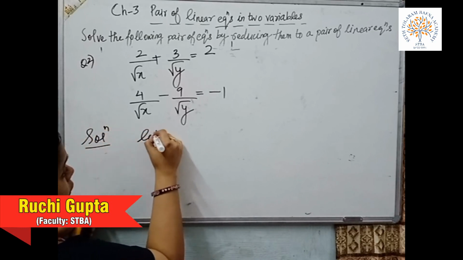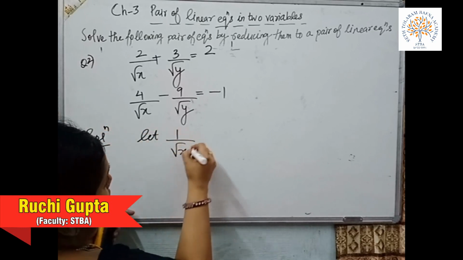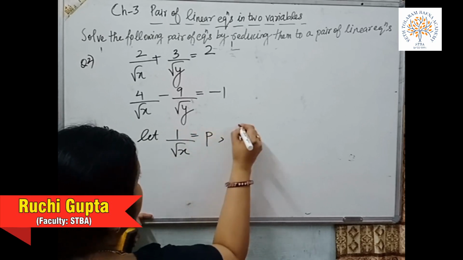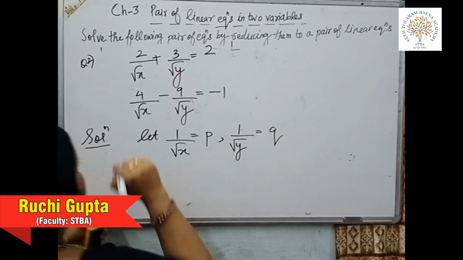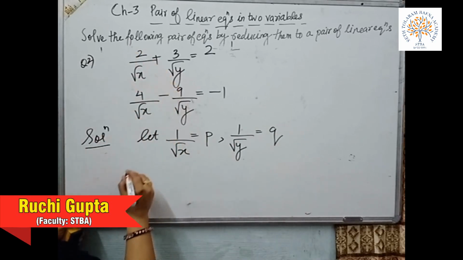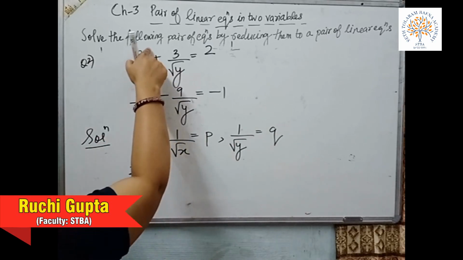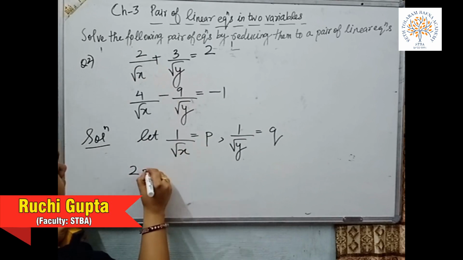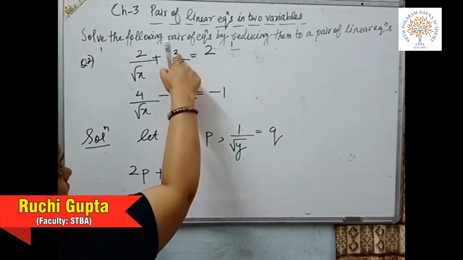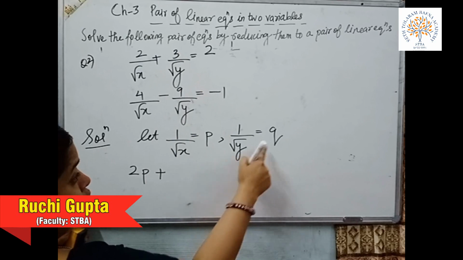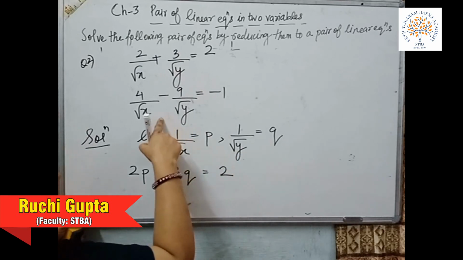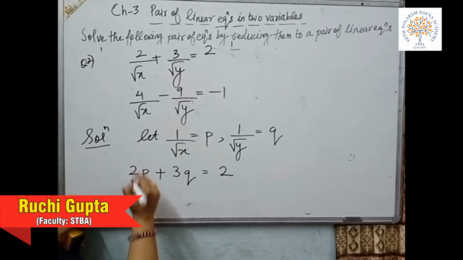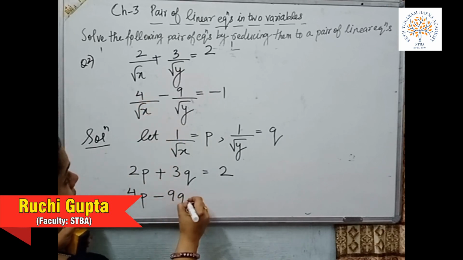First of all, I am taking 1 by root x as P, students, and 1 by root y as Q. So our first equation becomes, students, 2 and 1 by root x means P, plus 3 by root y, 1 by root y is Q. So it is 3Q. It is 2. And what about the second? It is 4. Again it is P and again it is Q.